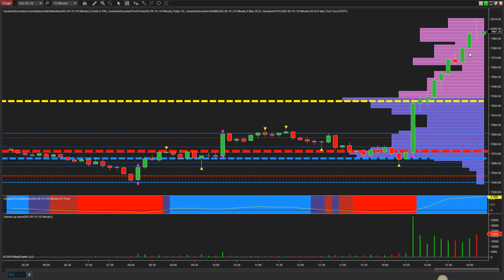Up 1 to 10, there we are. And the 10-minute just reflects what we saw with the 3-minute 2-bar reversal, and what we saw on the 5-minute. So we've got some weakness coming in here on the, I was going to say slower time frame. It is a slower time frame compared to 15-second.